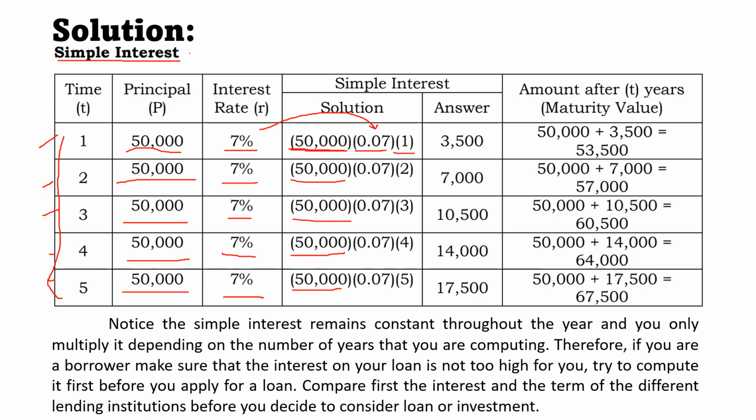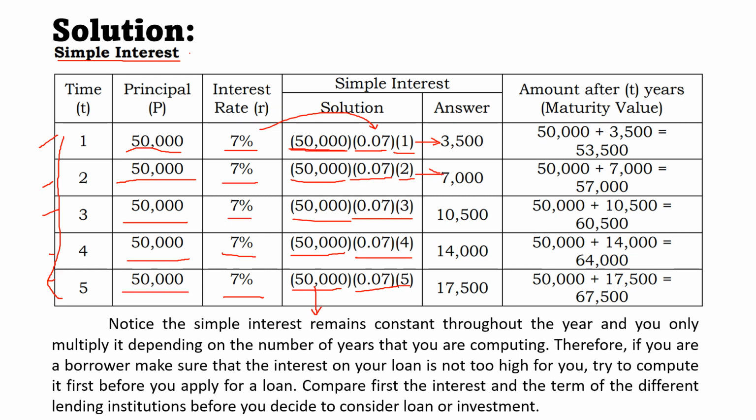Then we multiply it by 1. That will be your time, or the first year of payment. It's the same scenario with the second payment, the third payment, the fourth payment, and the last payment, which is your fifth year. What you can see here in how we compute your simple interest is that whatever your principal is, it is still your principal up to the last year of payment. The resulting simple interest for the first year of payment is 3,500.